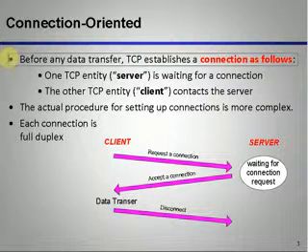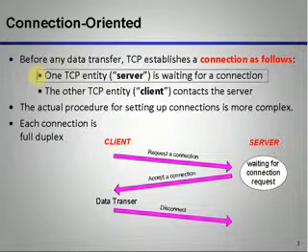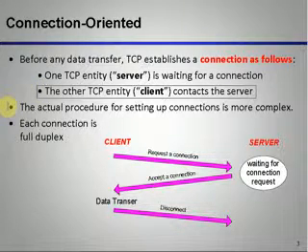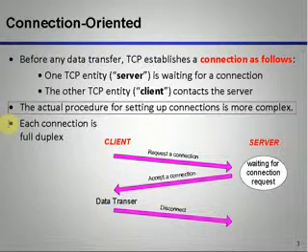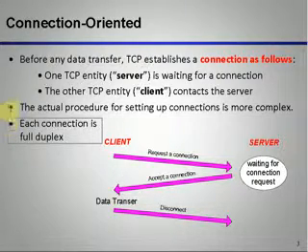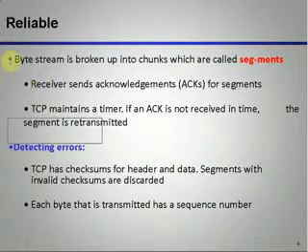Before any data transfer, TCP establishes a connection as follows. One TCP entity, the server, is waiting for a connection. The other TCP entity, the client, contacts the server. The actual procedure for setting up connections is more complex. Each connection is full duplex.